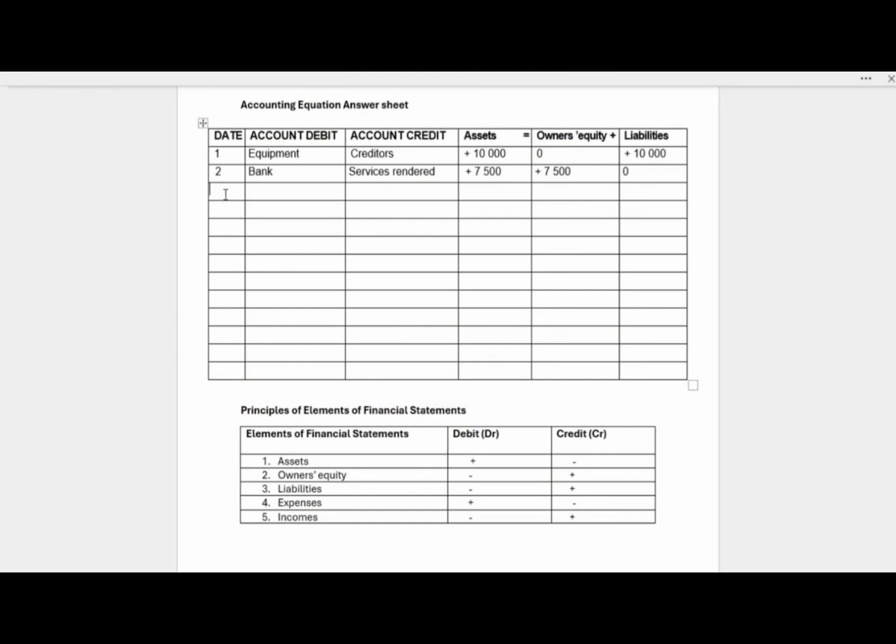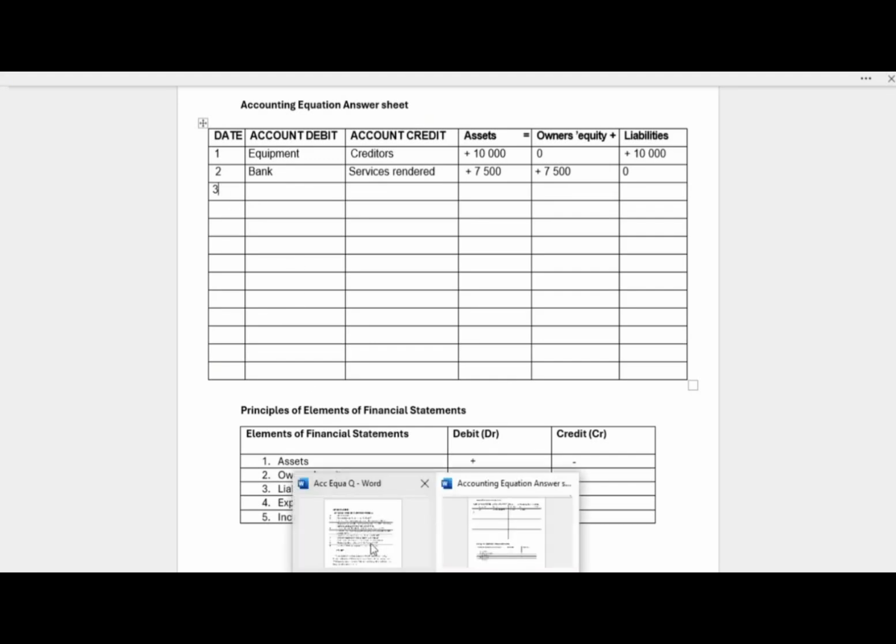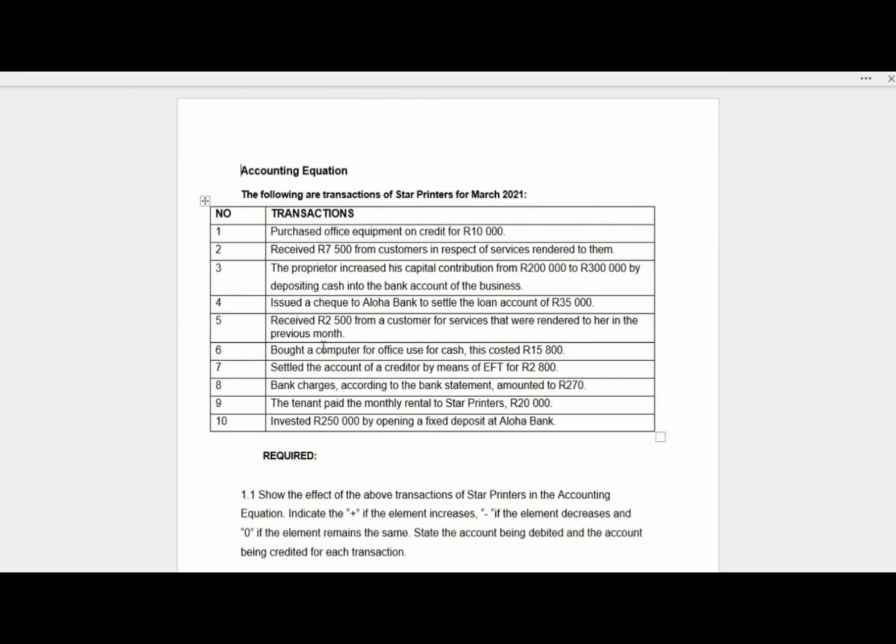Transaction number 3, let's go and check the question right there. They said the proprietor increased his capital contribution from 200,000 to 300,000 by depositing cash into the bank account of the business. So here the owner is increasing the capital. He is putting more money into the business, of which he put 100,000, because he increased from 200,000 to 300,000. So it means he increased this by 100,000 rand.